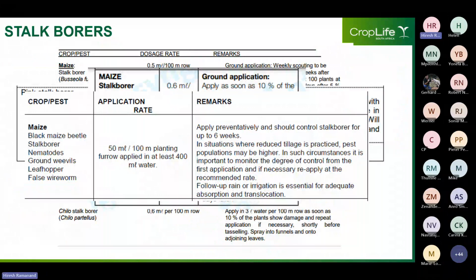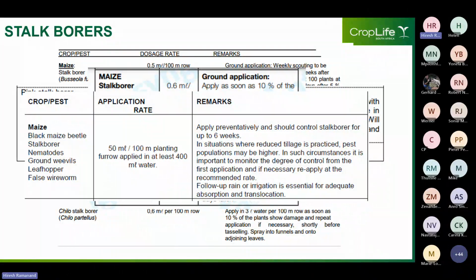Okay, so here we see an example of an insecticide label registered for use against both Busseola and Chilo. There are different instructions in terms of dosage rates when it comes to ground applications, where there is a difference of 0.1 mol per 100 meter row between the two species, so they are not exactly the same. Note that this product can also be applied aerially for Busseola fusca.